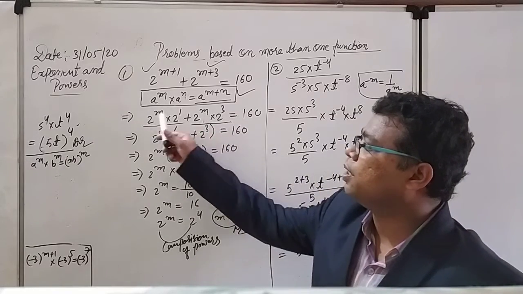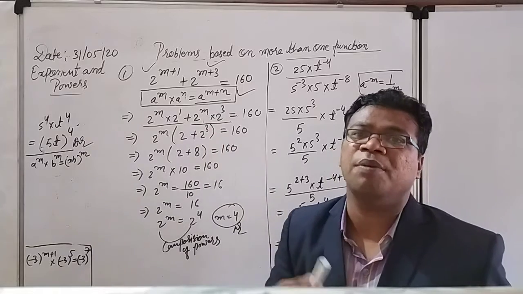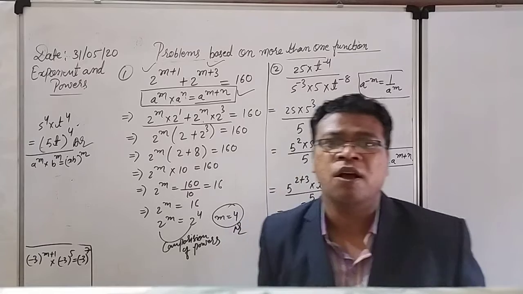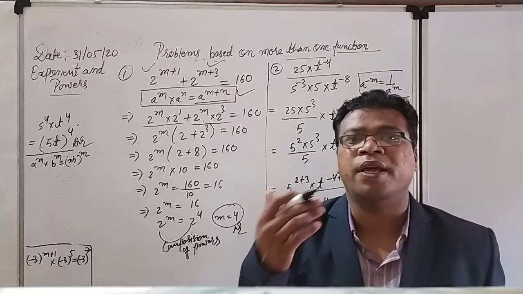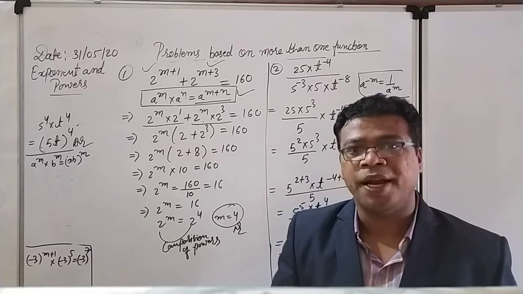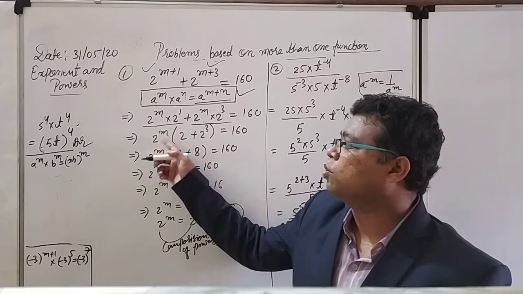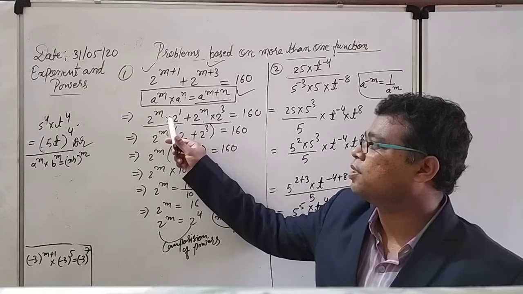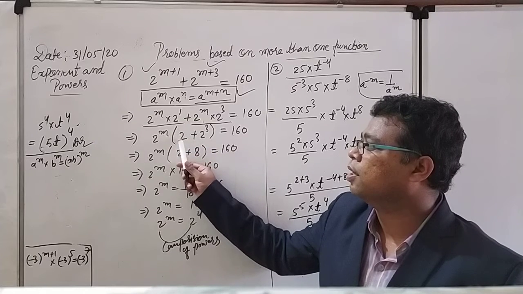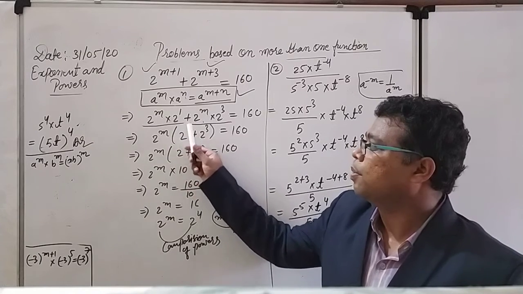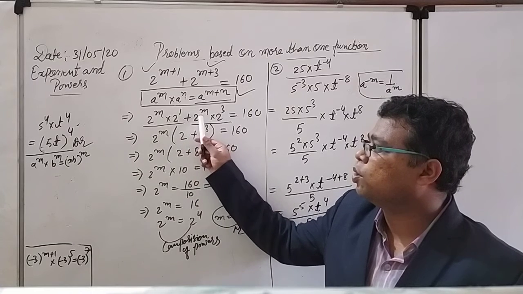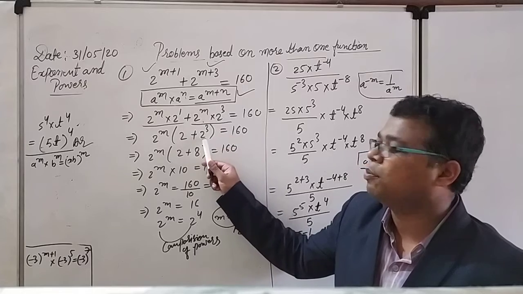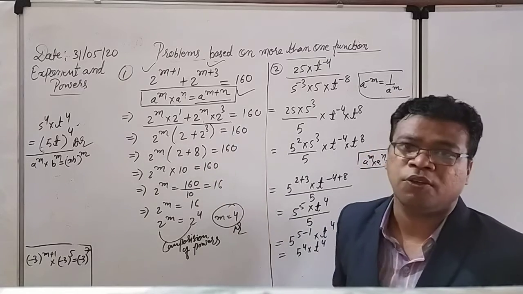So what is the common term here? 2 to the power m is the common term. Always in such questions, the variable term is what you have to take common. Whenever I take 2 to the power m as the common term, what remains here? 2 to the power 1, so I can write directly 2, plus sign, and 2 to the power m taken common, what remains is 2 cube, equal to 160. No problem.